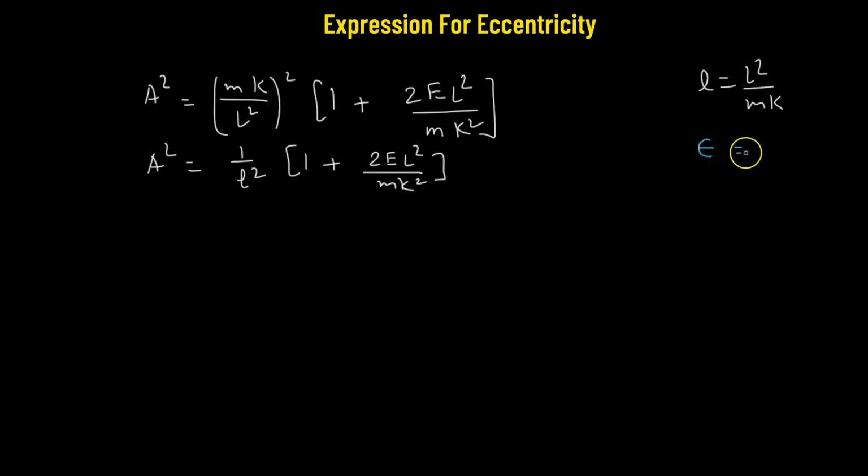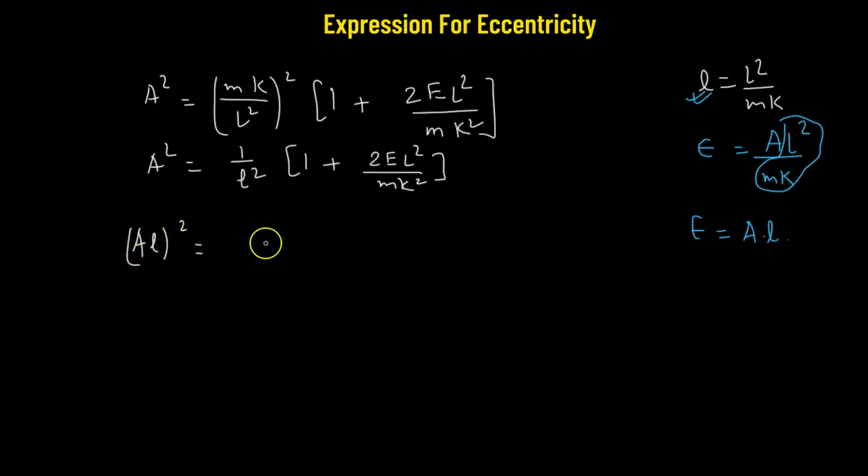And we can do one more adjustment here. We know that epsilon is equal to AL squared divided by mk. So in place of L squared divided by mk, we'll replace it with L, so that we have epsilon equal to A times L. If we cross multiply both of them, we have AL whole squared, that's equal to 1 plus 2EL squared over mk squared. So this is epsilon squared.